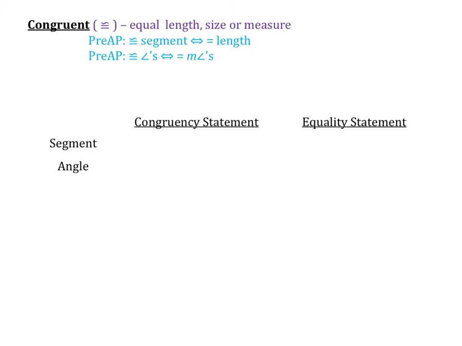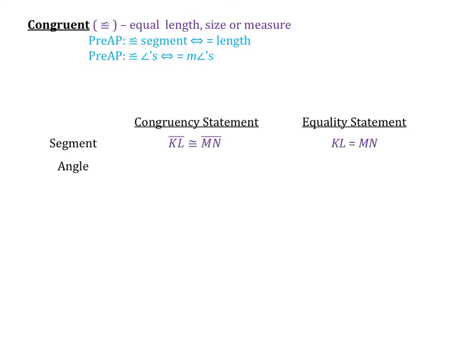Congruency is something you should have heard of before. It means equal length, size, or measure. We represent it with an equal sign with a little squiggly above it. There can often be confusion on the difference between congruent and equals, so let's look at two quick examples in segment and angle and see what the difference is.